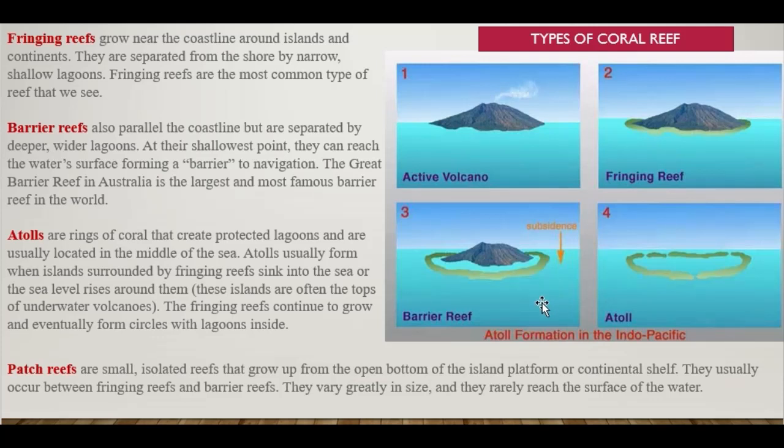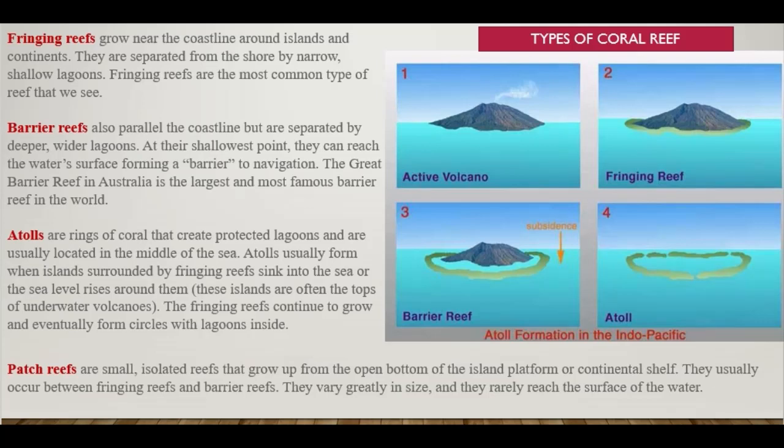That is barrier reef. The Great Barrier Reef in Australia is the best example for barrier reef. Atoll. When the water level completely rises and the island gets immersed, then only this coral reef will be seen. They are a kind of ring-like structure which we can see. And these are the 3 types. The other one is patch reef. They are small isolated reefs that grow up near the bottom of the island. They usually occur between fringing reef and barrier reef.